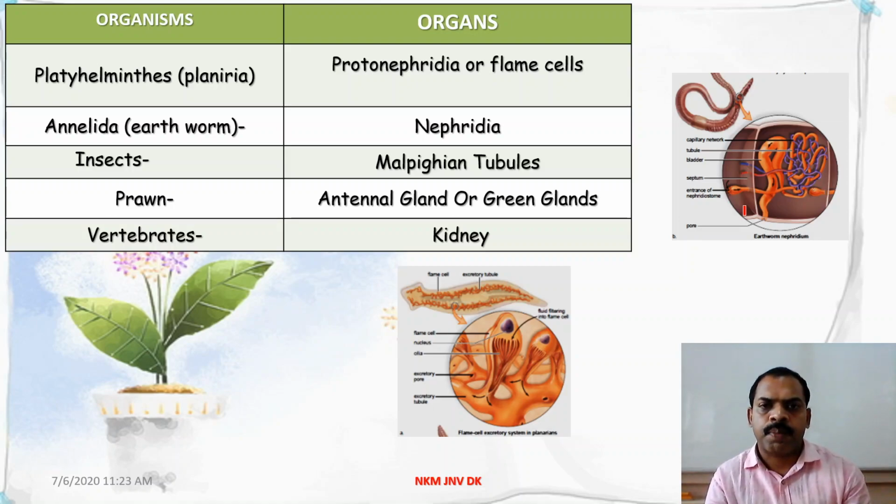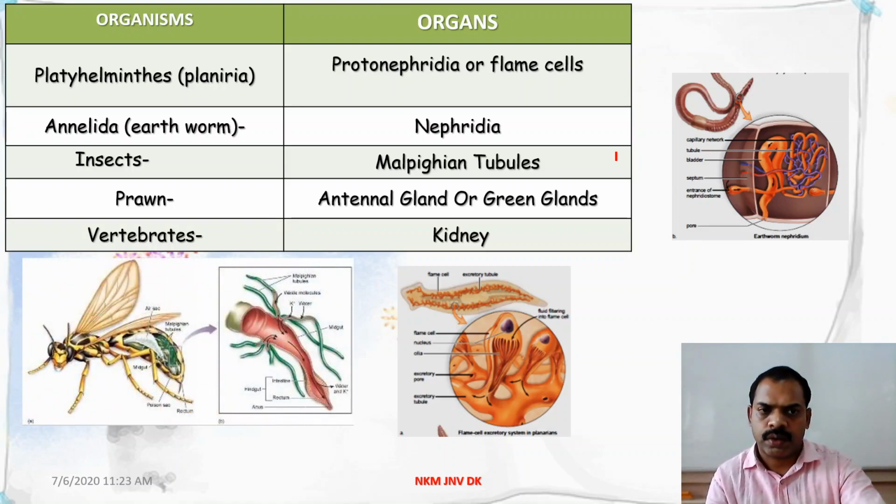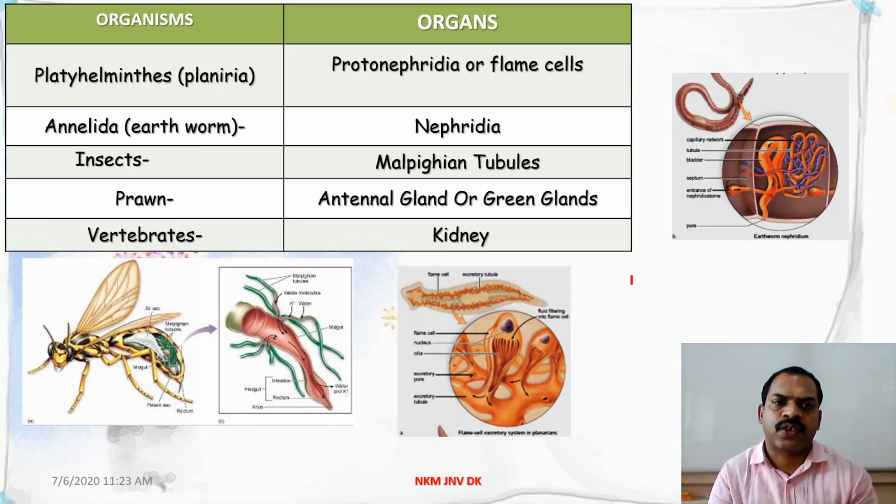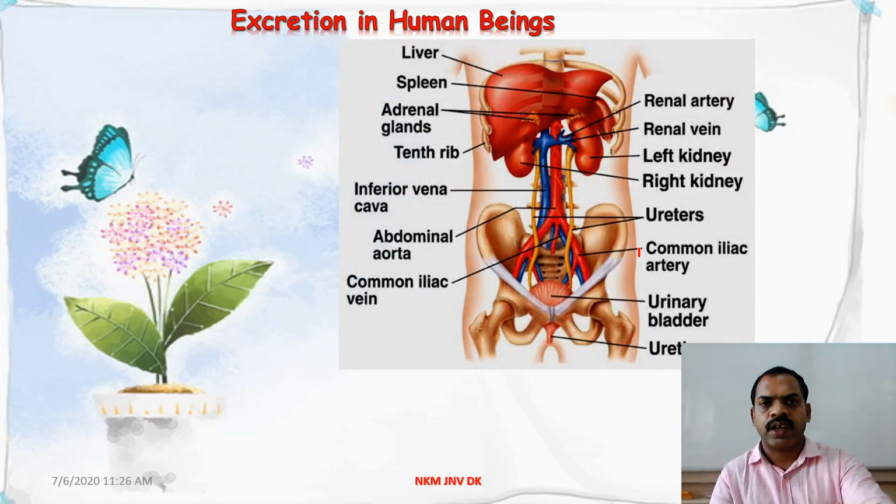Insects have Malpighian tubules. We have to study the Malpighian tubules, a special type of tube-like structure in insects, all types of insects. Different types of glands are there, and vertebrates have kidneys. So we just need to know the different types of excretory organs of organisms. We have prepared this table. Now let us see the most important one, that is the human excretory system.